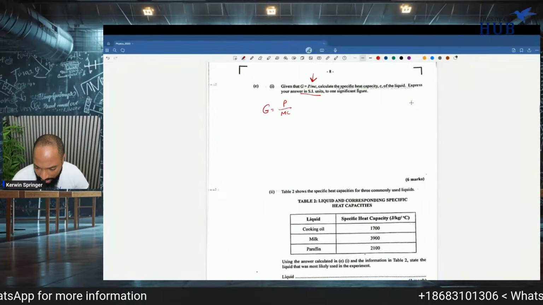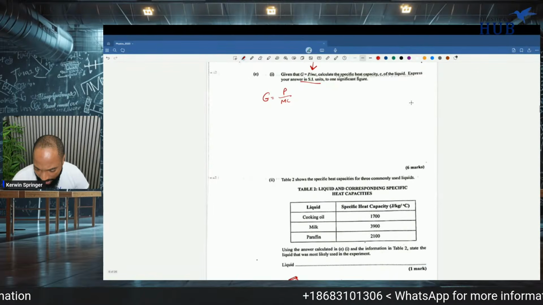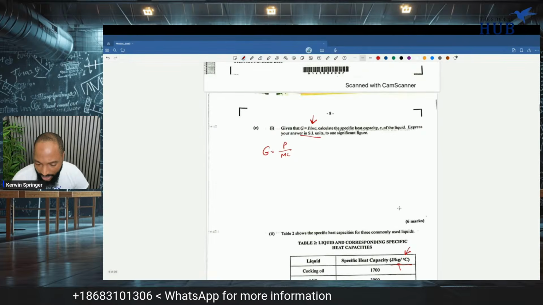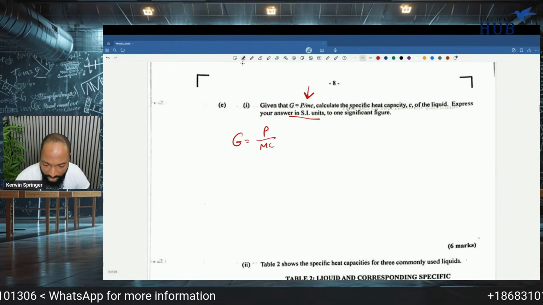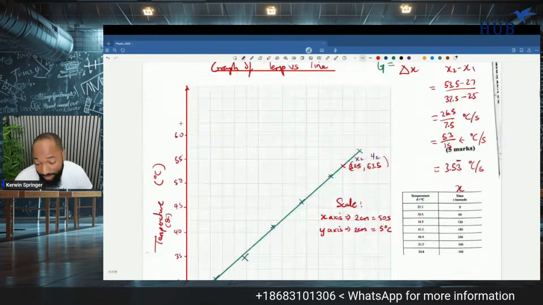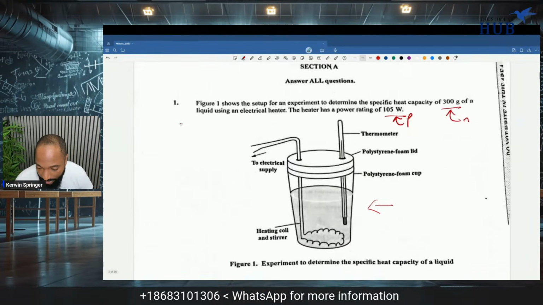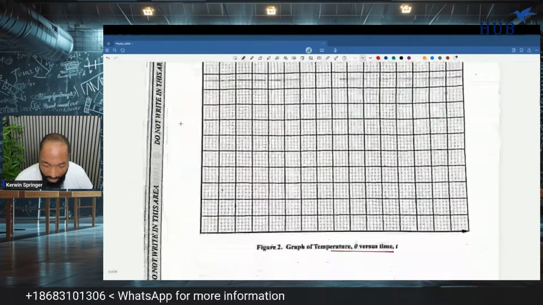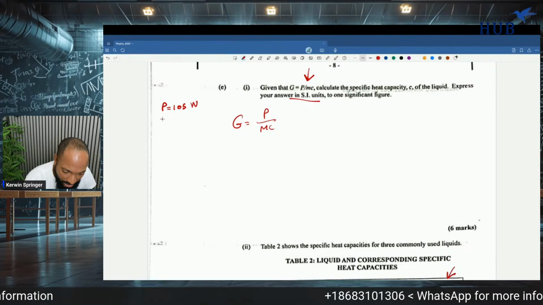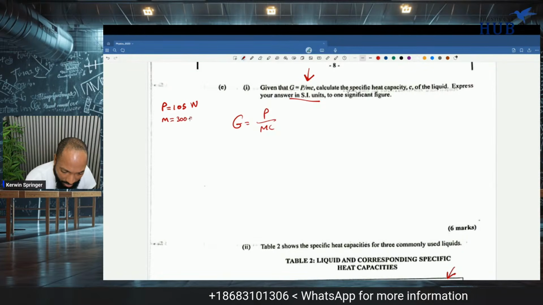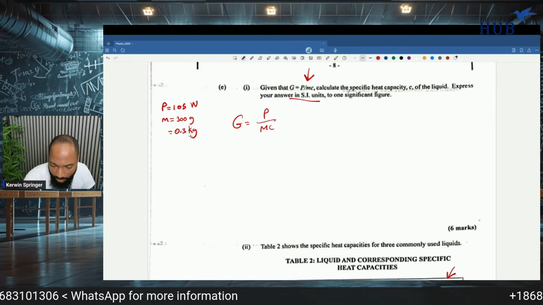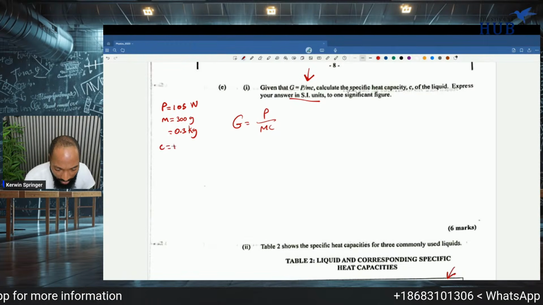What do they want? The specific heat capacity. They give us stuff in normal kilograms, right? So that M there is very sus. So let me state what we have so far. We have P is 105. My bad, 105, so that's good. And then they say M is 300 grams, so you're going to change that and put 0.3 kilograms. Well done. And C is what we're trying to find.